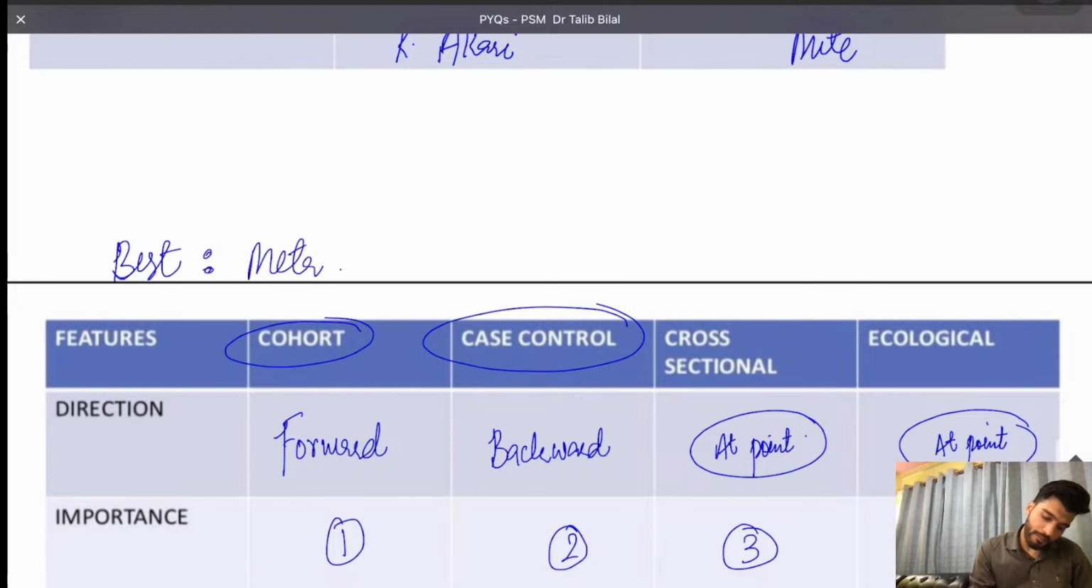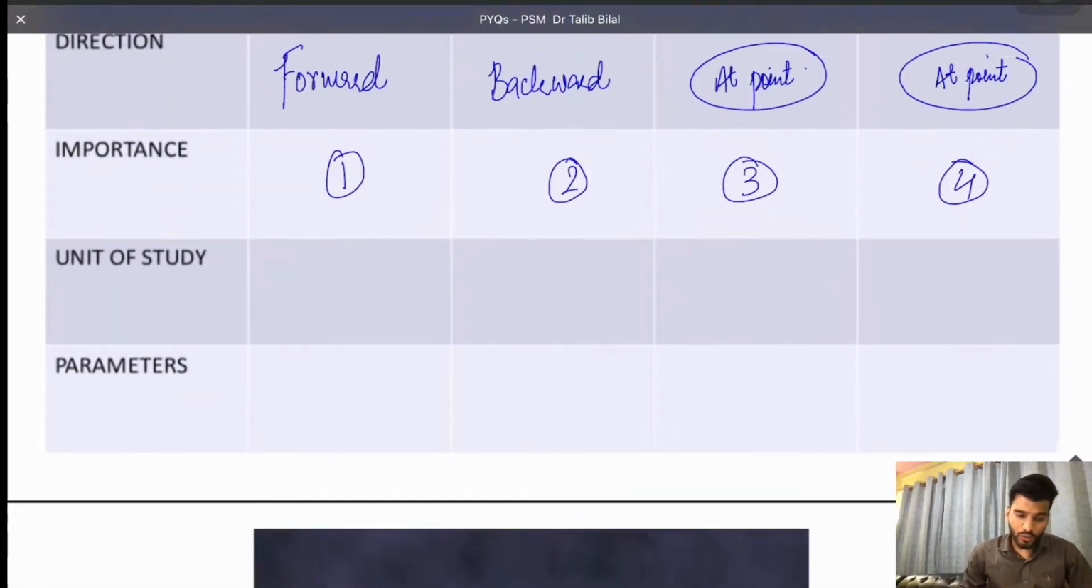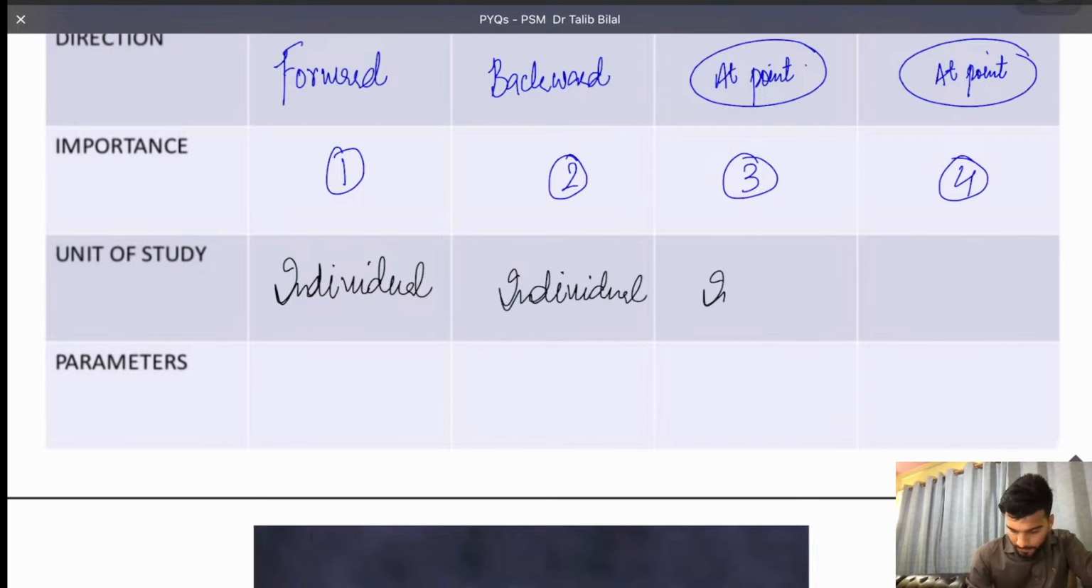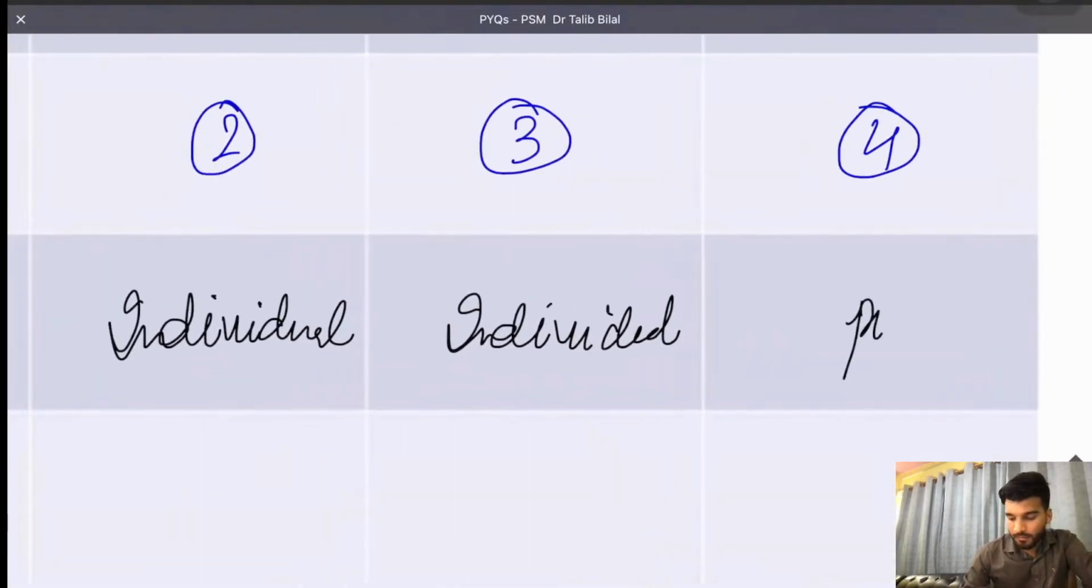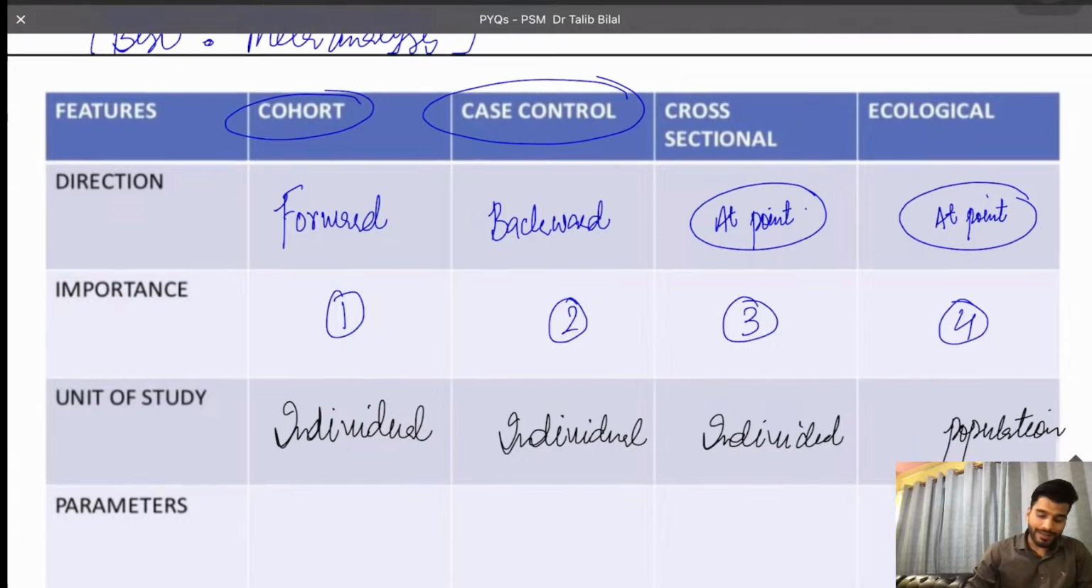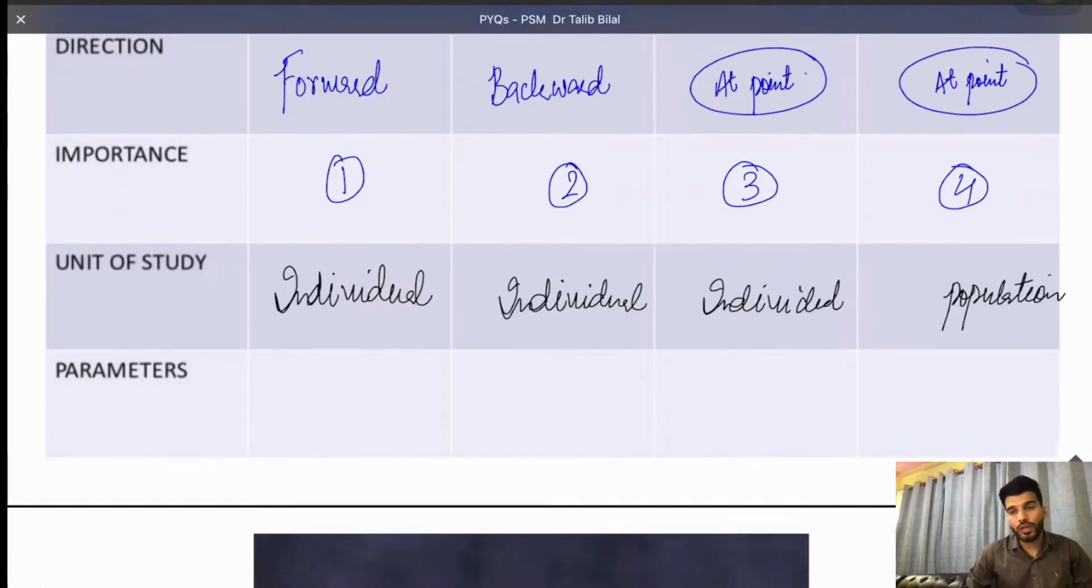Which will be the best? Meta-analysis. Okay, then the unit of study for a cohort will be individual. The unit of study here will again be individual, and the last one will be population. So the unit of study in ecological studies is population, and cohort, case control and cross sectional will be individual. What will be the unit for RCT? Patient or the case. The unit for randomized control trial is patient or the case.